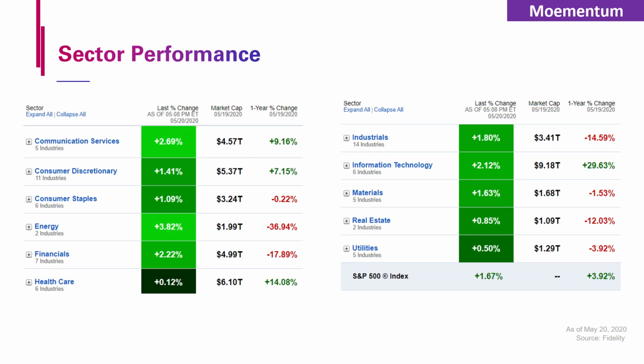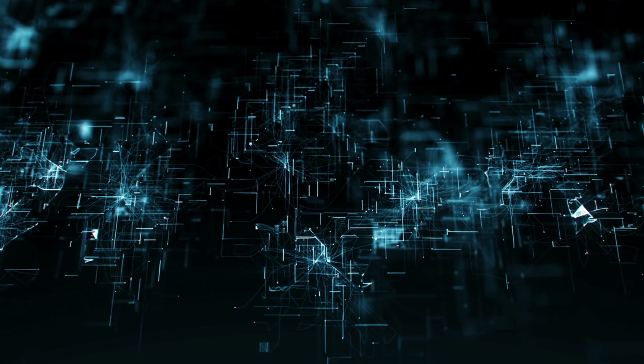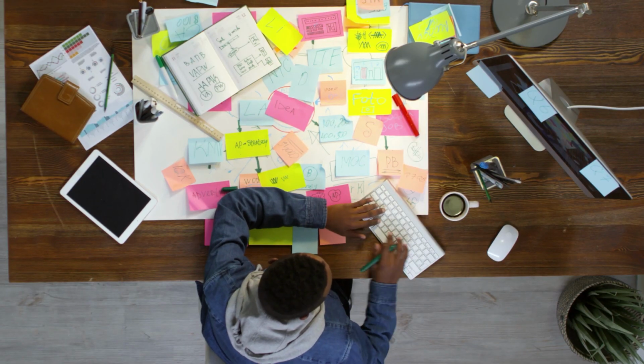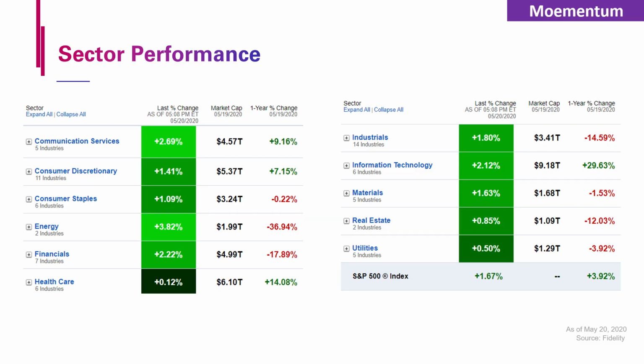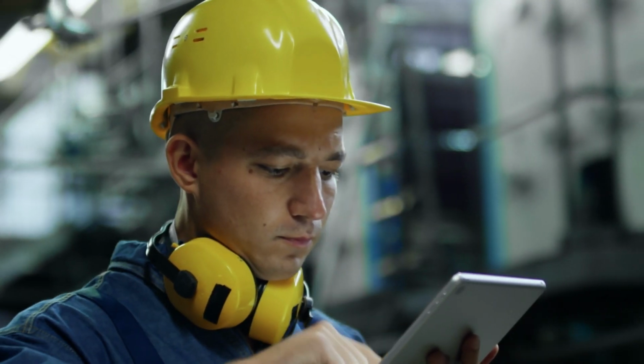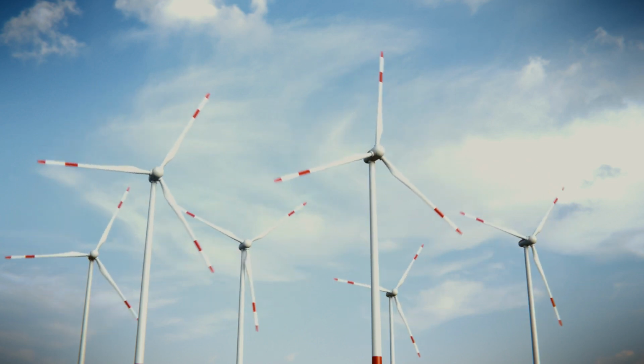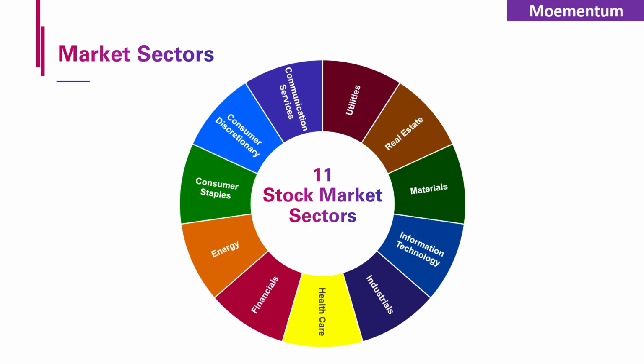As you notice, the size of each market varies, with real estate having the lowest market capitalization of just over $1 trillion and the information technology sector having the largest market cap of over $9.18 trillion. The best one-year stock market performance belongs to the information technology sector, with an impressive 29.63% growth, which knocks the performance of the S&P 500 out of the park. The worst performing sector is energy, with a negative 36.94% performance. Alright, so let's go over each market sector in depth by reviewing their fundamentals and providing examples of companies in each market sector.